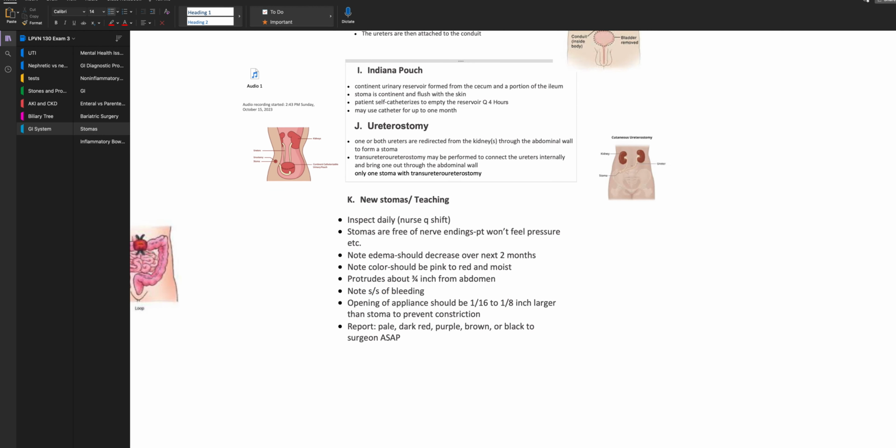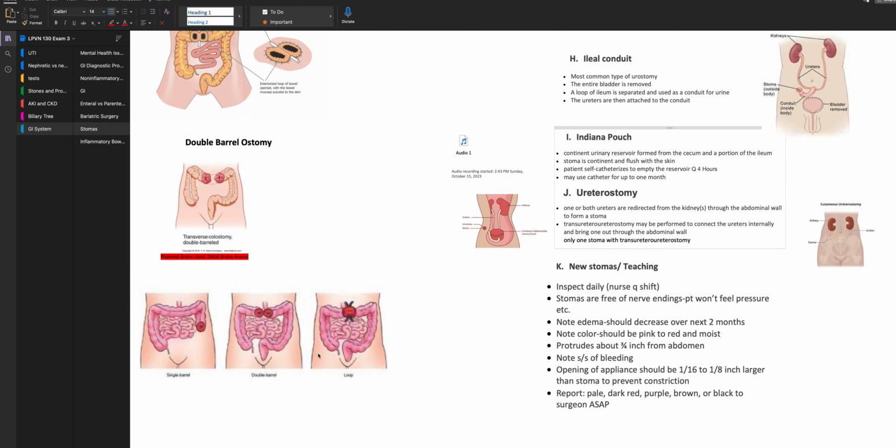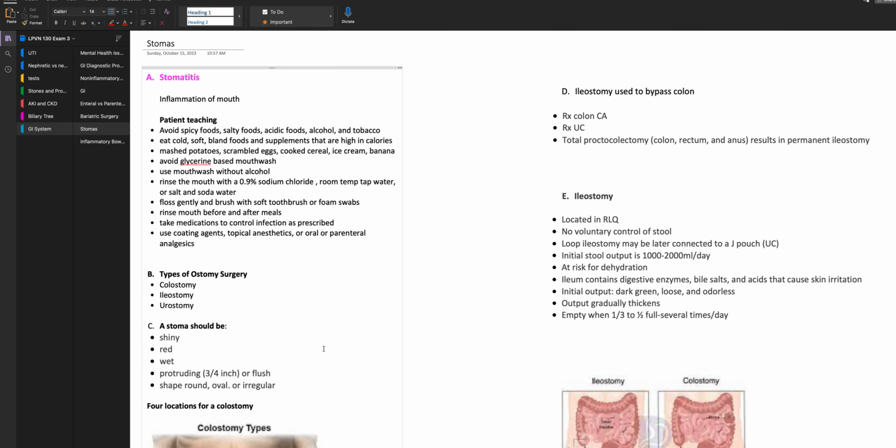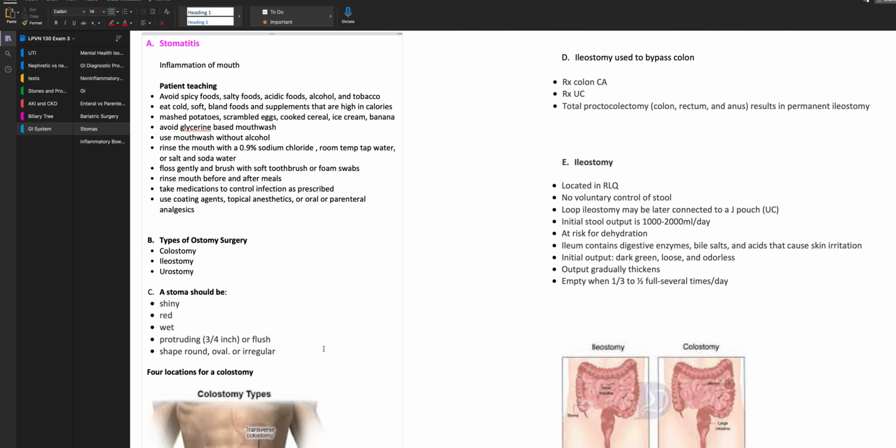All right, stomas. I'm only going to say a couple of things about stomas because I think you had this in fundamentals, okay? With stomas, stomatitis has nothing to do with stomas, but this will probably show up on your proctor. They like to test about this.